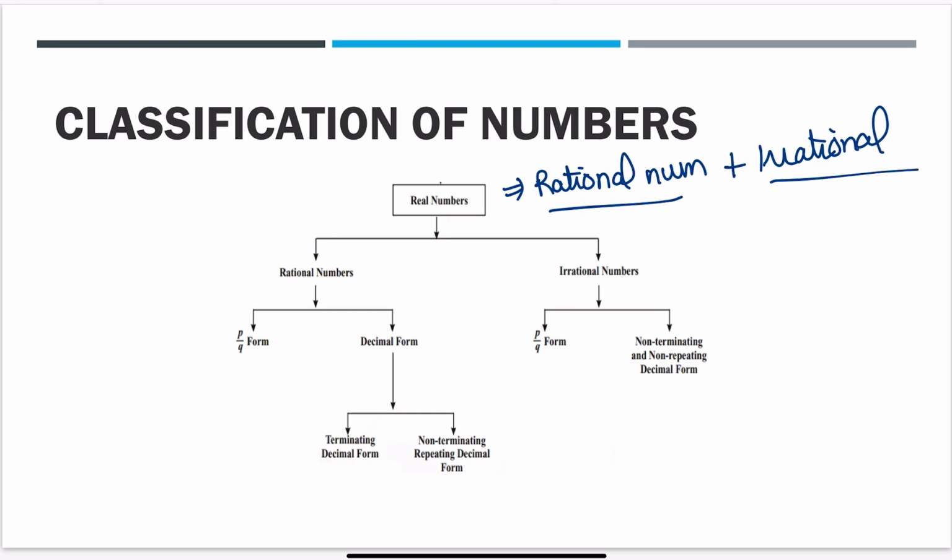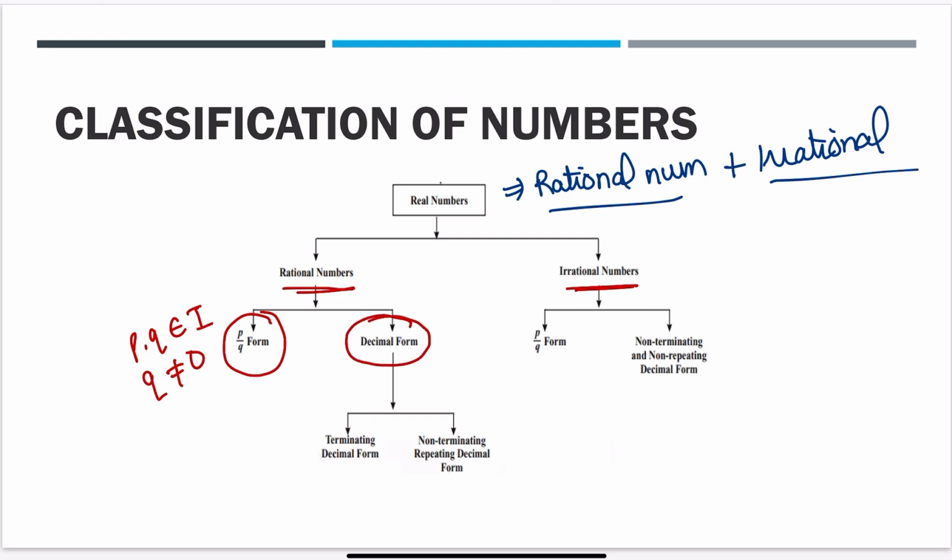So what is a real number? This is a complete set of all the rational numbers and irrational numbers in the world, right? So a real number gets divided into a rational number and irrational number, right? Now, rational number can be further divided into, we know by the definition it is a p by q form, where p and q are integers and q is not equal to 0. This is what we have done in the last video.